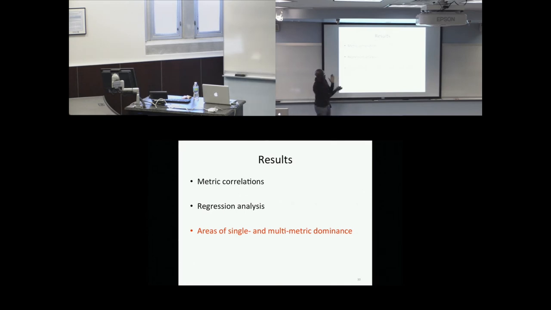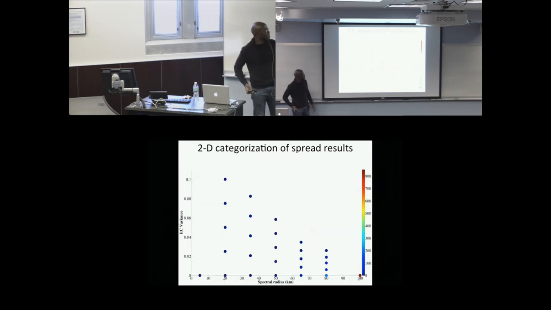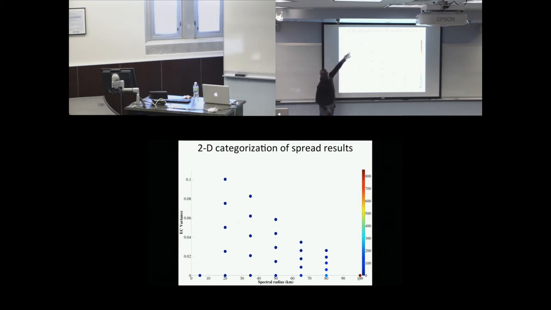Now we've seen the linkage between one metric and one ecological process, but the only reason we're looking at multiple metrics is because we want to see whether a relationship between two different metrics affects my ecological process. Is there a trend? A lot of what we're going to look at now is how different processes differ when you look at two or three metrics at a time. I know three-dimensional models are hard for presentation, but I'm going to try to explain them the best way I can. The picture we're looking at now is a 2D categorization of spread results.